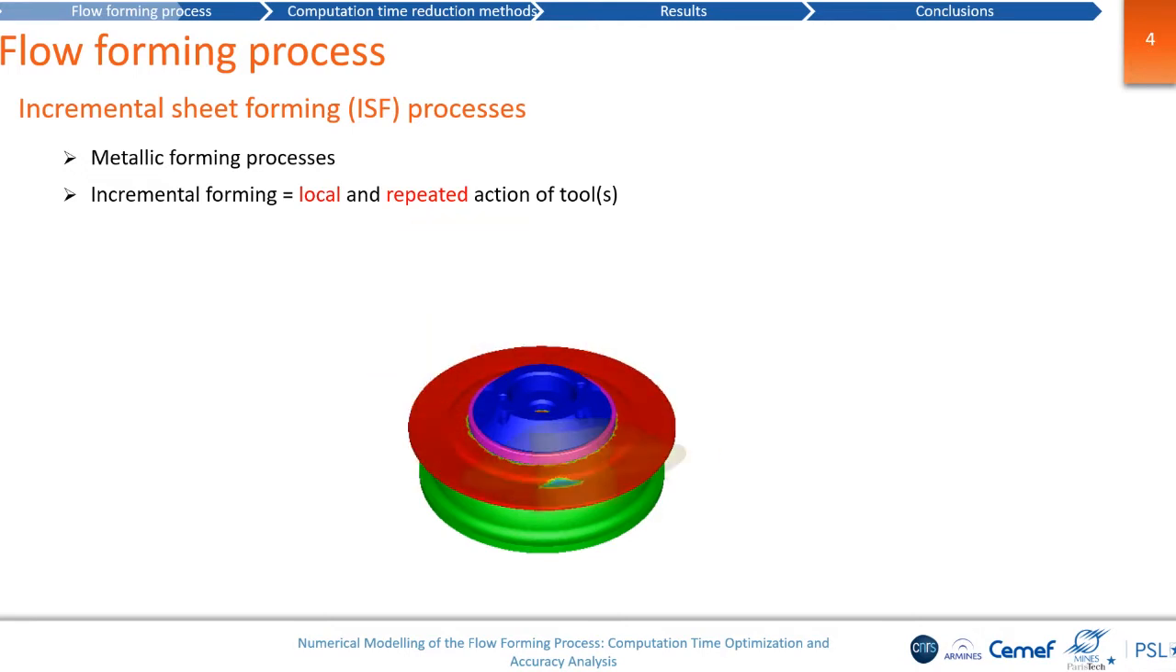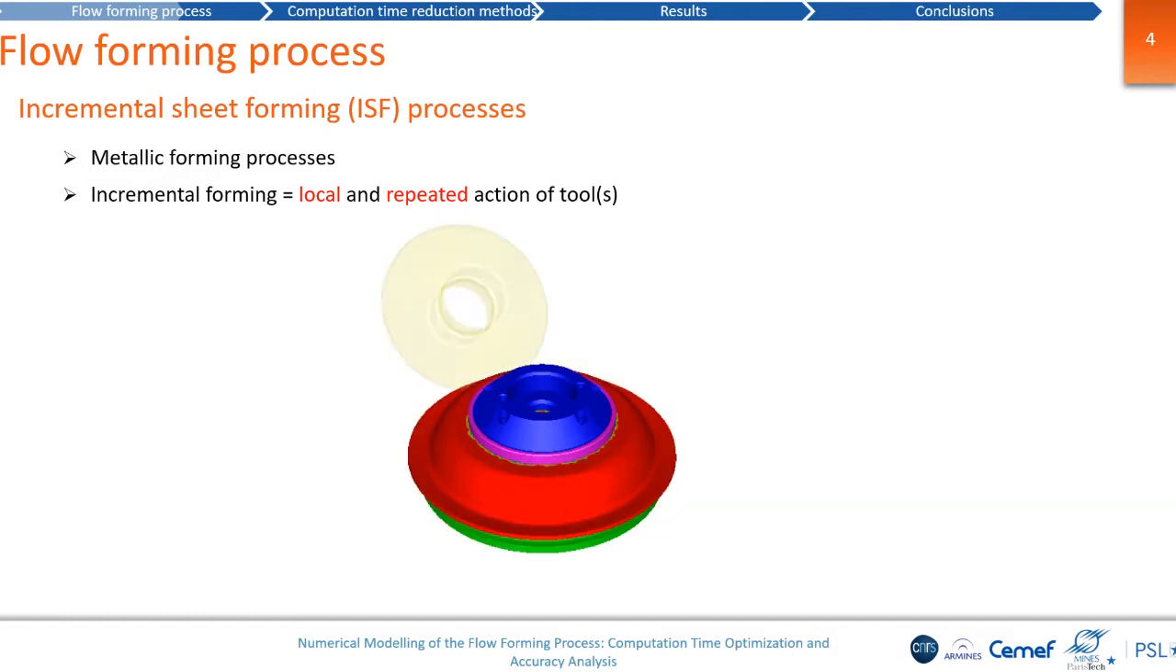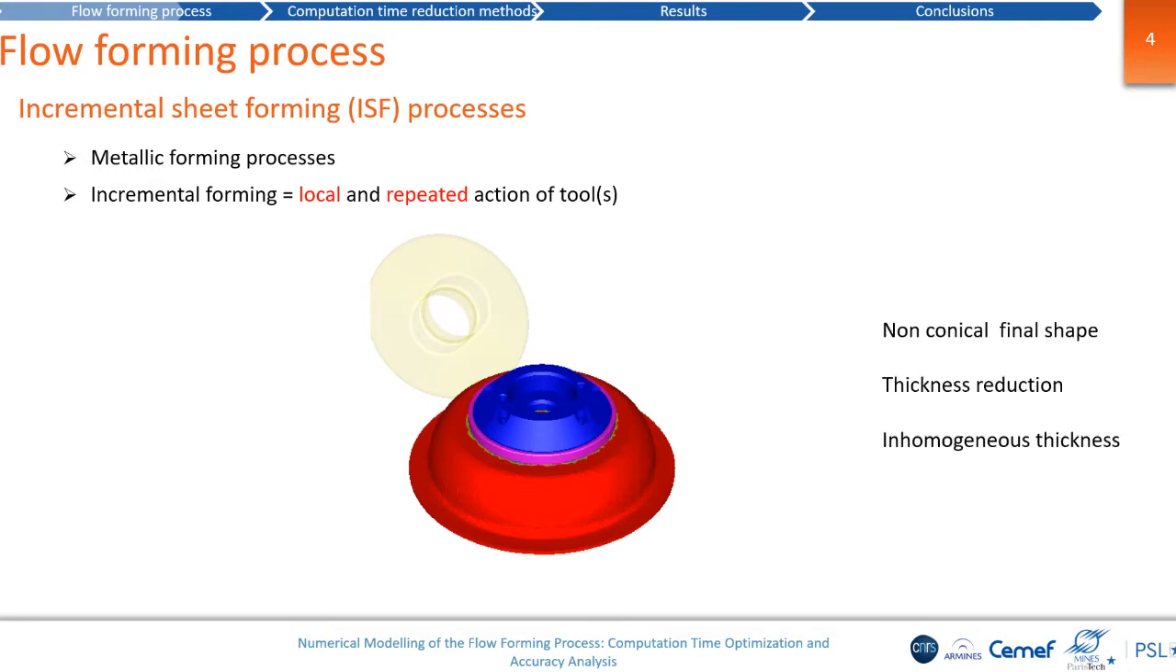As you can see on this simulation, we have the contact area, and we can see that at a given time, this contact is really local and evolving all over the process. At the end of the process, the sheet has undergone a very large deformation that is difficult to reach, for example, with deep drawing. The final shape is a non-conical one, and there is a global thickness reduction all over the part and some inhomogeneous thickness also.